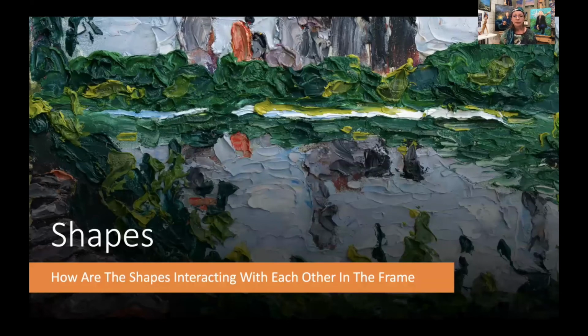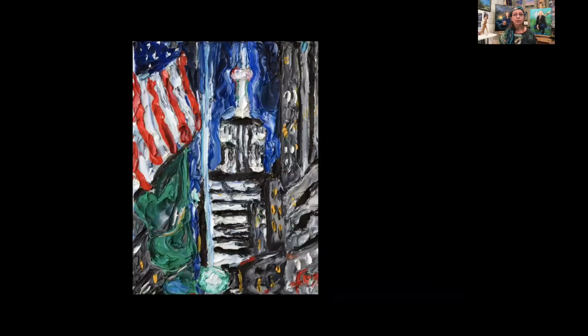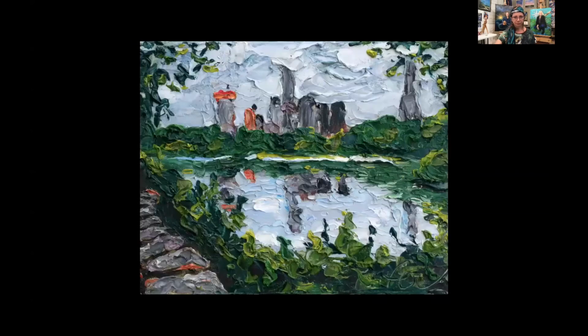Now, shapes. The shapes also are another way of storytelling, and it's very important to get your composition in harmony by the use of shapes. So in this case, we have the Empire State Building in the back, and we have the flag at the front, and other buildings coming around. It shows a lot of the hectic New York City, and the lines are very sharp and strong, and it reflects that feeling.